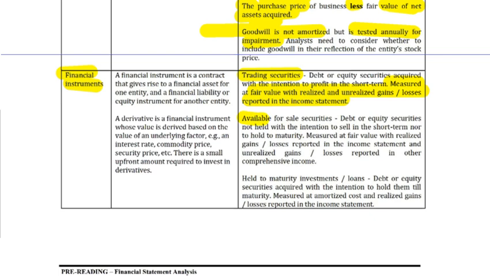We've also got available for sale, a bit of an older one, guys, debt or equity securities. They're not held with a purpose to sell in the short term, and they're also not held to maturity, because that'll be the next category. These are measured at fair value. Gains and losses are reported in the income statement, and unrealized gains and losses go through, remember what we spoke about, OCI, other comprehensive income.